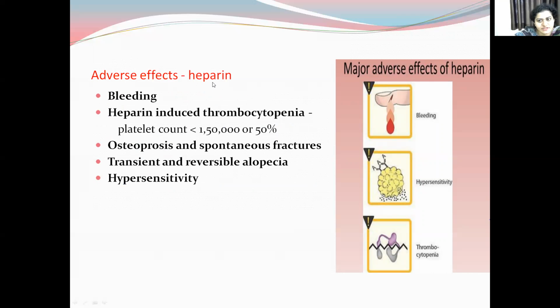Now coming to the adverse effects of heparin. The most common adverse effect is hemorrhage, that is bleeding. Second, heparin has an antiplatelet action, so the platelet count falls below 150,000 or by 50%, so there is thrombocytopenia. It also causes osteoporosis, and because of that there is a chance of spontaneous fractures, and it causes transient and reversible alopecia and hypersensitivity reactions. So bleeding, hypersensitivity reaction, and thrombocytopenia are the major adverse effects of heparin.